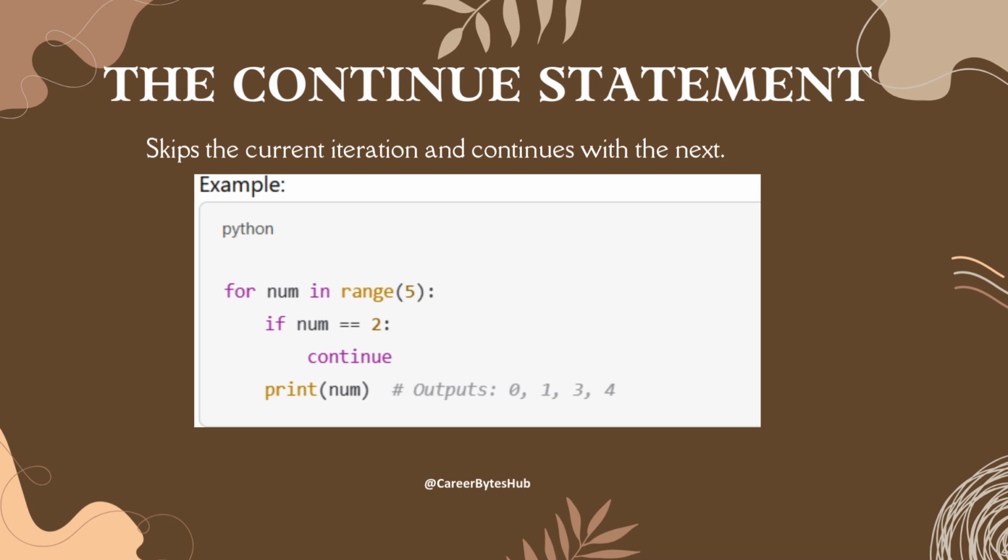The continue statement skips the rest of the code in the current iteration and moves to the next one. For example, if you want to skip printing the number 2 during a loop from 0 to 4, you can use continue when number equals 2.